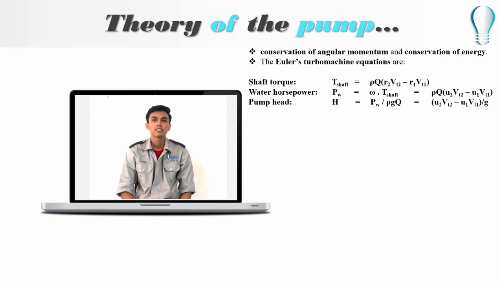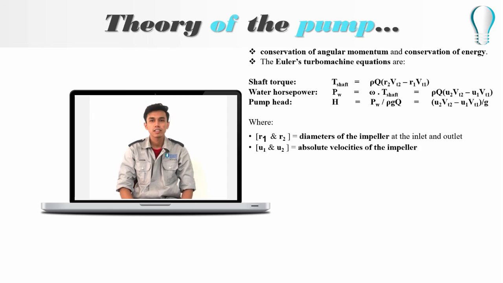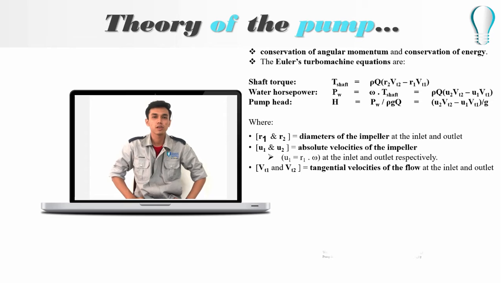minus U1 VT1 close bracket divided by gravity, where R1 and R2 are the radii of the impeller at the inlet and outlet respectively, and U1 and U2 are the absolute velocities of the impeller at the inlet and outlet respectively, and VT1 and VT2 are the tangential velocities of the flow at the inlet and outlet respectively.